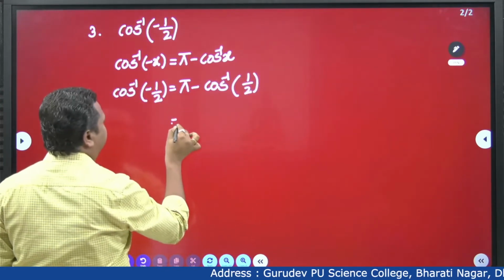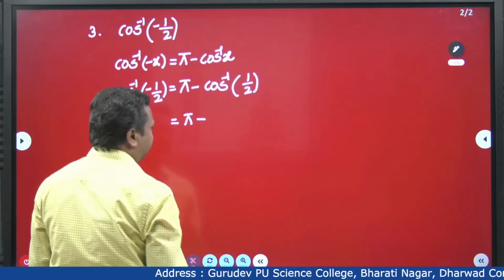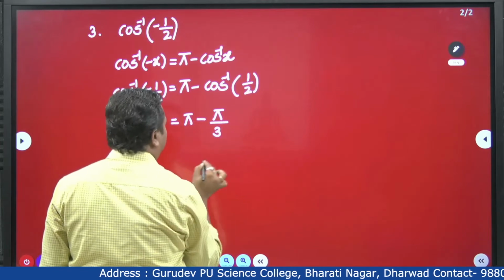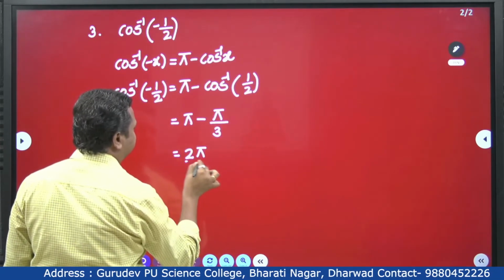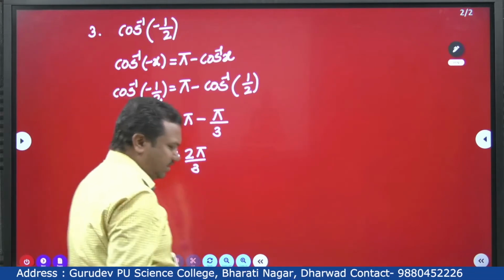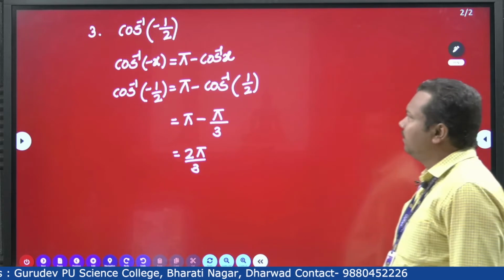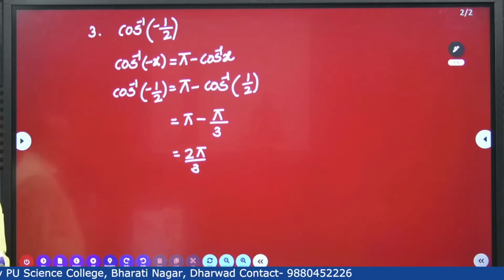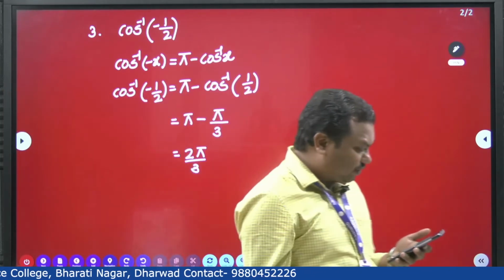So we have pi minus cos inverse of 1 by 2, which angle has cosine 1 by 2? That is 60 degrees, so that becomes pi by 3. Hence, what is your answer? 2 pi by 3, isn't it? Sine 30 degrees is 1 by 2, hence cos 60 must be 1 by 2. So this is how you calculate the principal value for the given function. Next, fourth question.